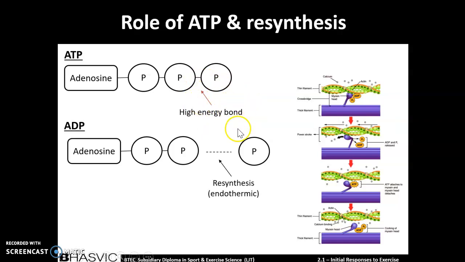Due to this change, there leaves an inorganic phosphate molecule, which means that there's a requirement to reform this ATP, as we don't want this ADP or inorganic phosphate molecules. That is how we need resynthesis of ATP.